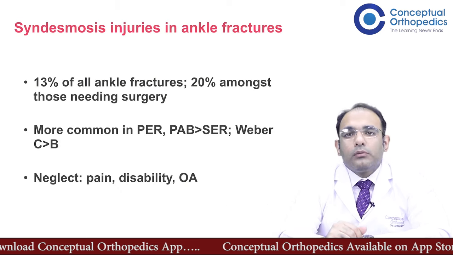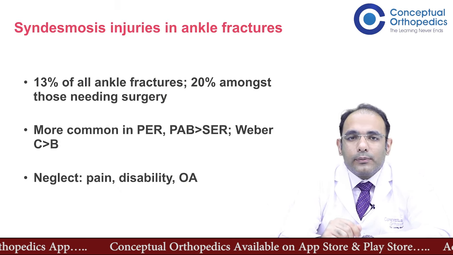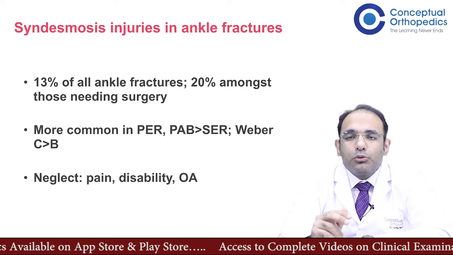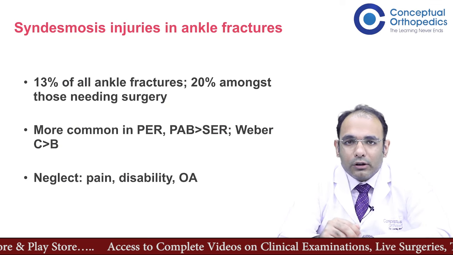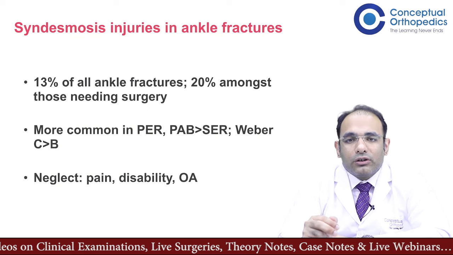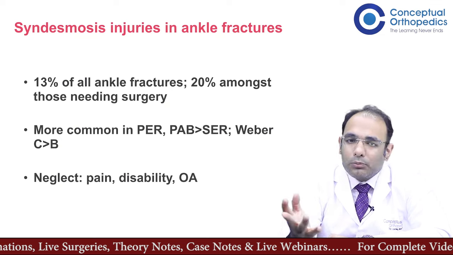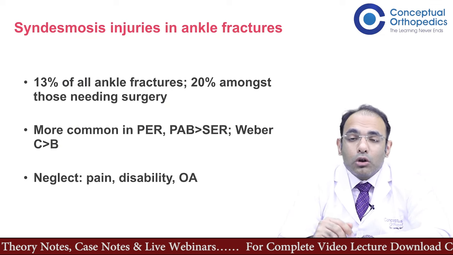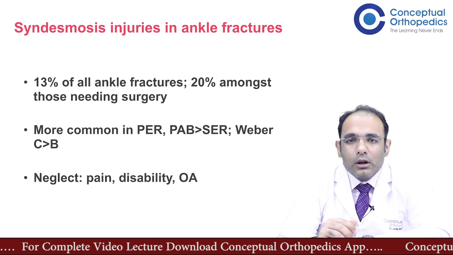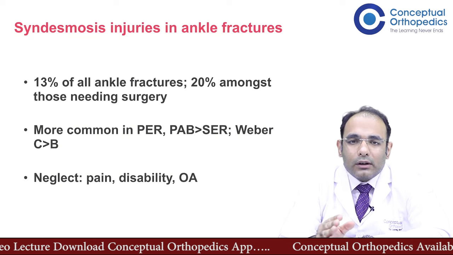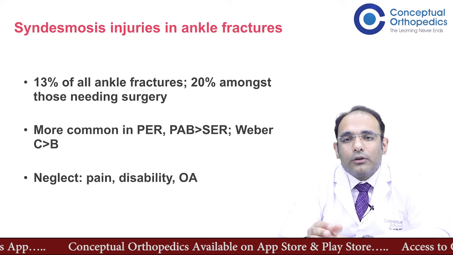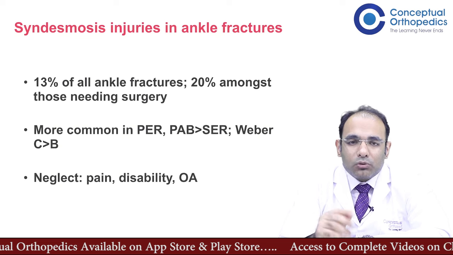When we talk about syndesmosis injury in ankle fractures, the incidence is also underestimated. 13% of all ankle fractures and 20% of those which need surgery have an associated syndesmosis injury. If we talk about the Lauge-Hansen classification, it is most common in pronation external rotation and pronation abduction, in which I think it is present in all of them. It is also seen in supination external rotation injury, which initially was not thought of. In Weber C fractures, it is present in 100% of the cases, and in Weber B, which is at the level of the syndesmosis, almost 40% of patients would have some form of syndesmosis instability.